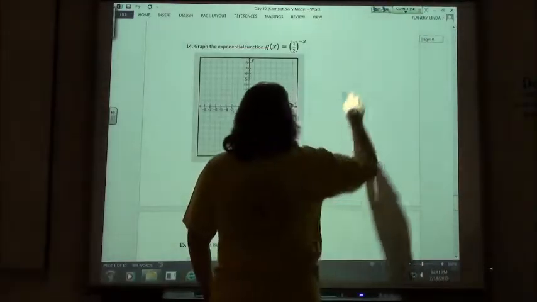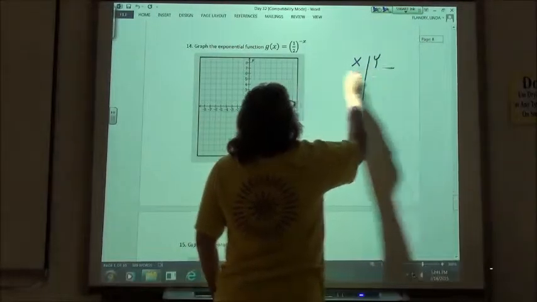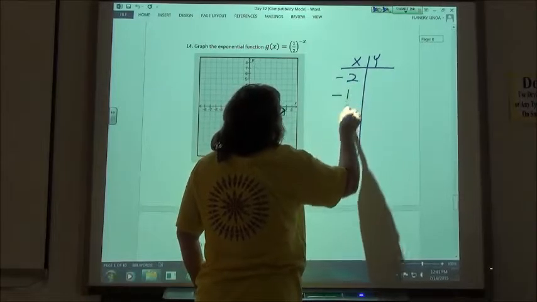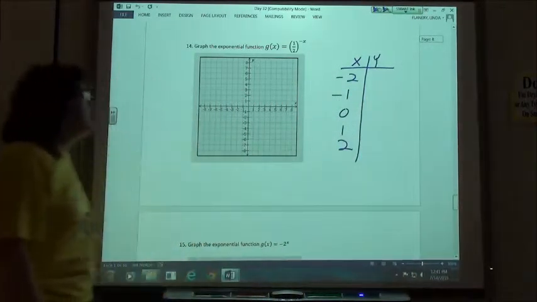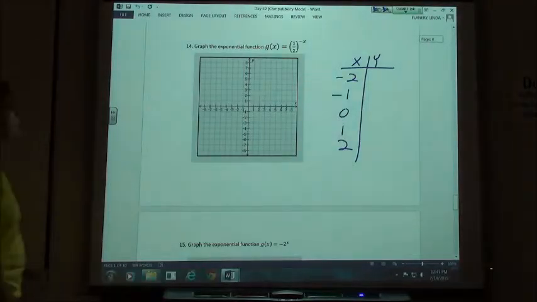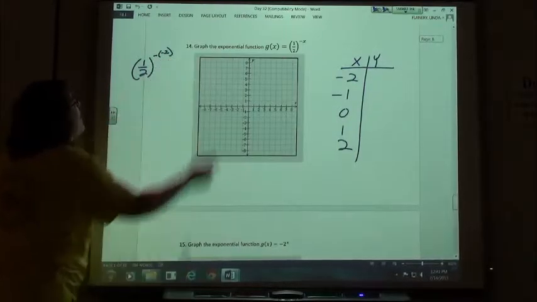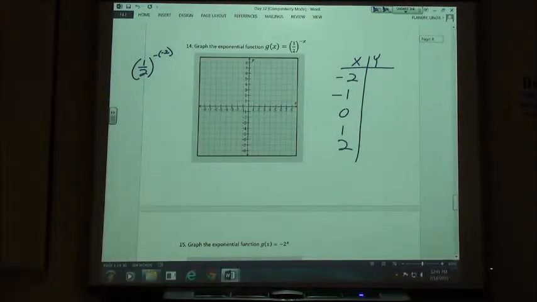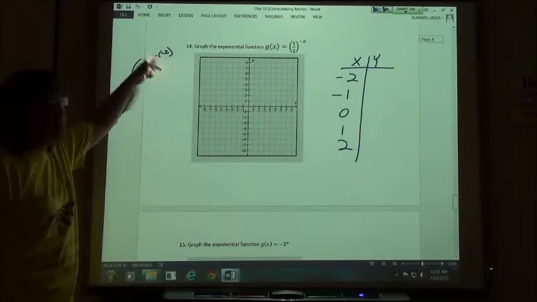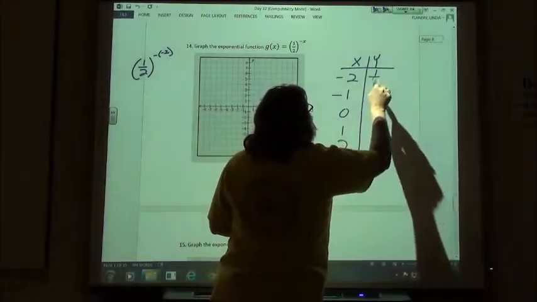So number 14, again, I'm graphing my exponential function. Doesn't have any shifts, so they're going to use those 5 values to plug in for your x. So I'm going to do 1/2 to the minus -2 power. Which would give me, what did you get? No, 1/4. 1/4, yep. Because the minus and negative make that a +2. 1/2 to the 2nd power, 1/4.